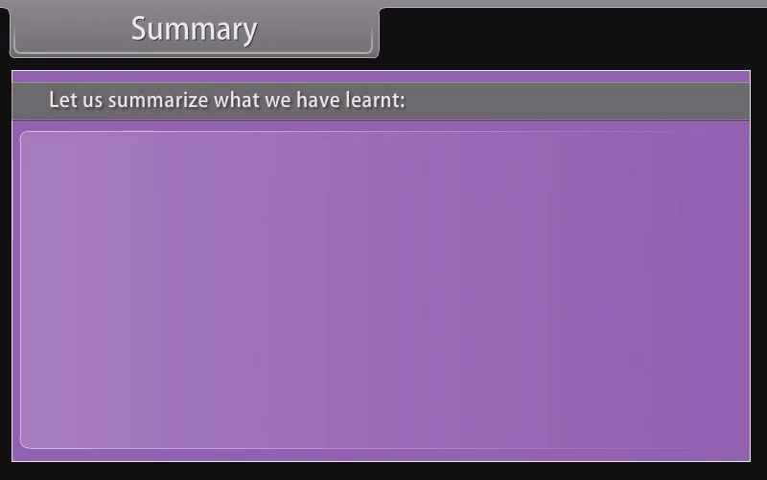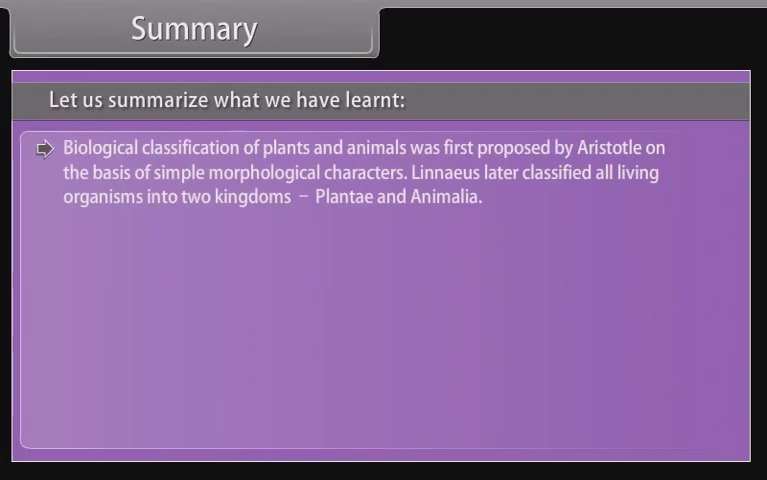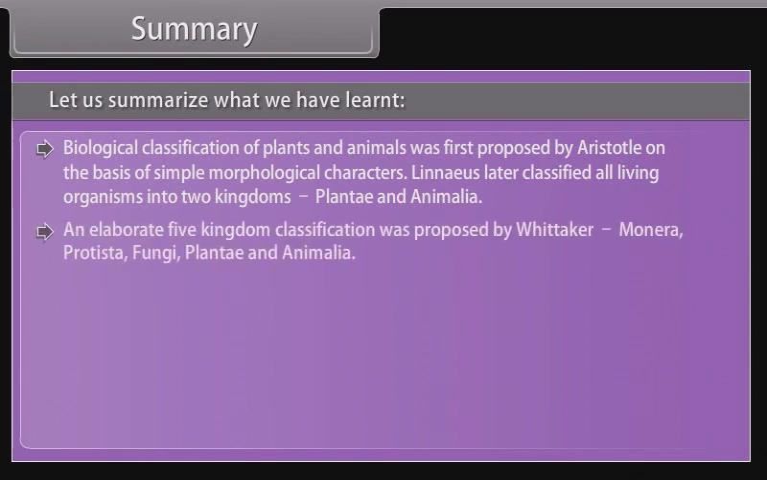Summary. Let us summarize what we have learned. Biological classification of plants and animals was first proposed by Aristotle on the basis of simple morphological characters. Linnaeus later classified all living organisms into two kingdoms, Plantae and Animalia. An elaborate five-kingdom classification was proposed by Whittaker: Monera, Protista, Fungi, Plantae and Animalia.